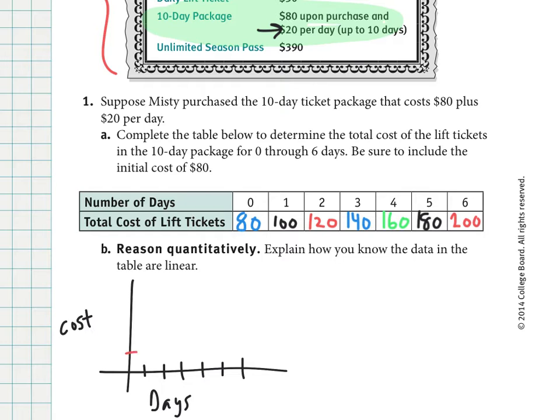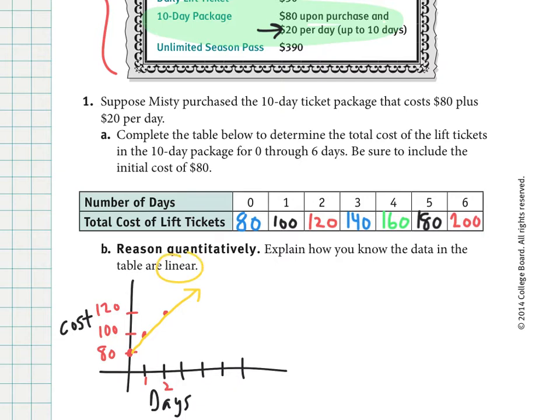So on day 0 we started at 80. Then it went to 100 on the first day, so your cost was 100. On day 2 down here, it was 120, and so on. And since that rate of change, that steepness, what we call slope, remains constant, that's how we know the data is linear.